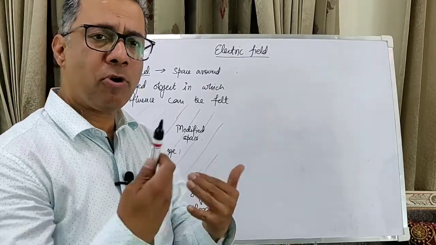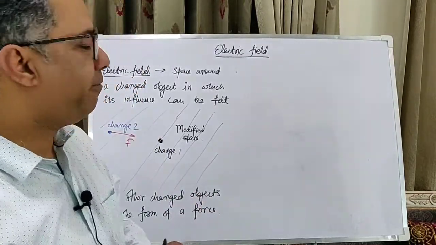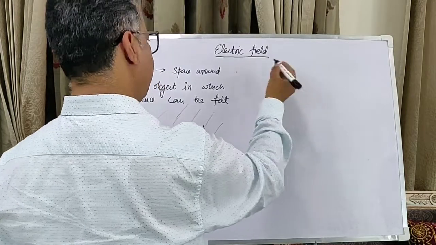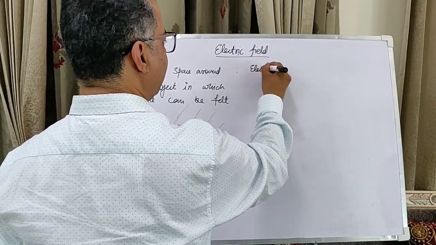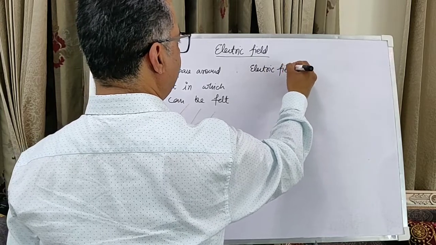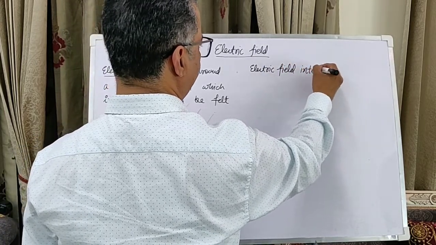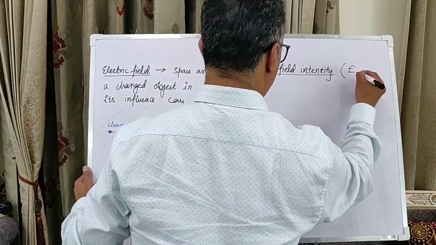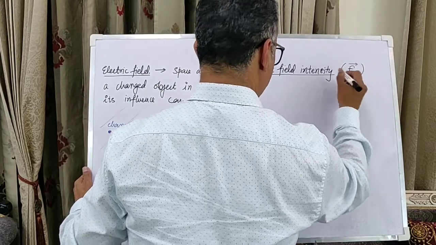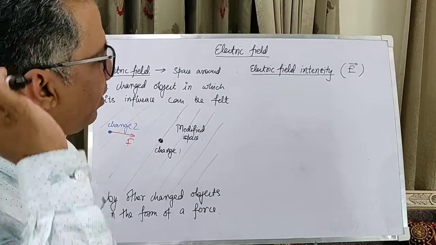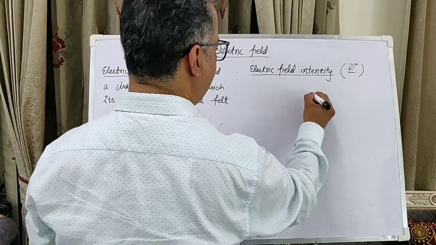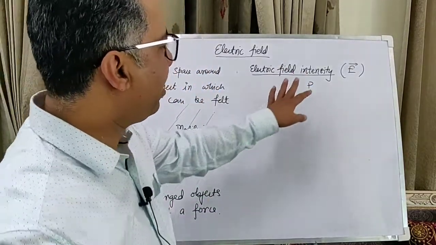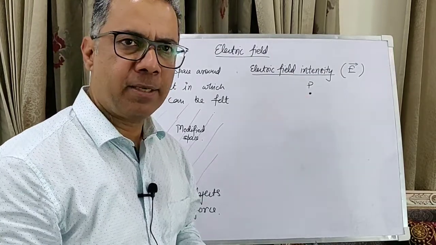Now to measure how strong or weak it is, we have to define another physical quantity, and this physical quantity is a vector. It's called electric field intensity. We will be representing it as E, and as I said, it's a vector quantity. The electric field at a given point, let's say this point here is P, and we are interested in working out the electric field intensity at point P.